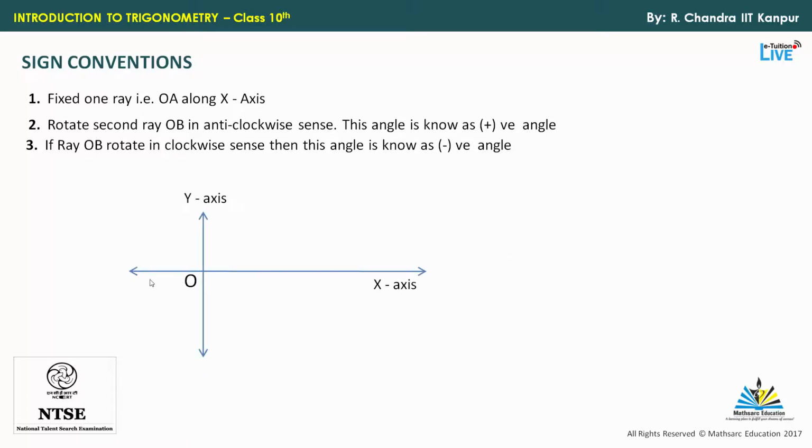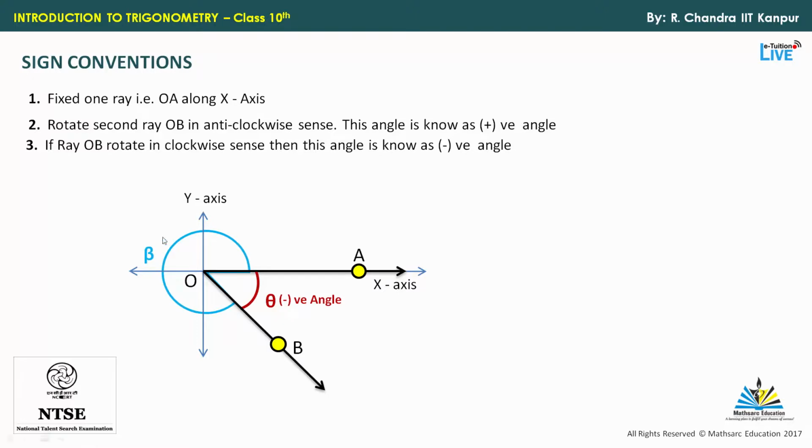Let's have another diagram, that is x-axis, y-axis again, and a fixed ray OA, and we have another ray OB. Now at this time we have rotated in this way. You can see this is the angle theta, and this angle theta is negative. Again we have beta. Beta is measured in this direction, so beta will be a positive angle, and this theta is measured in clockwise direction, so this is a negative angle. Here we can note, theta is a negative angle in this case and beta is a positive angle.